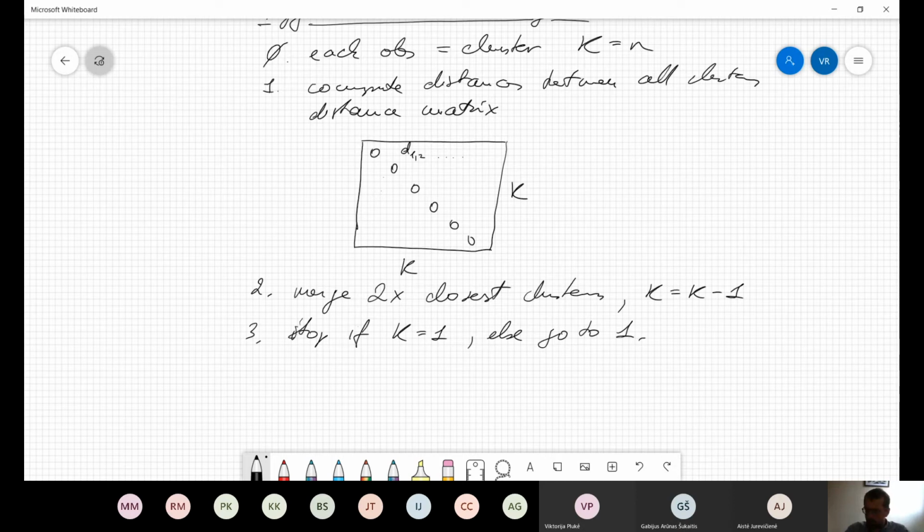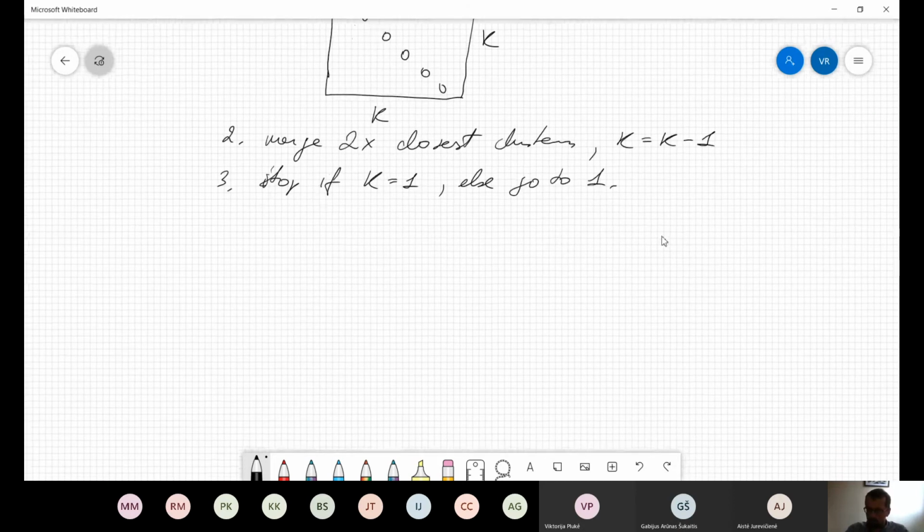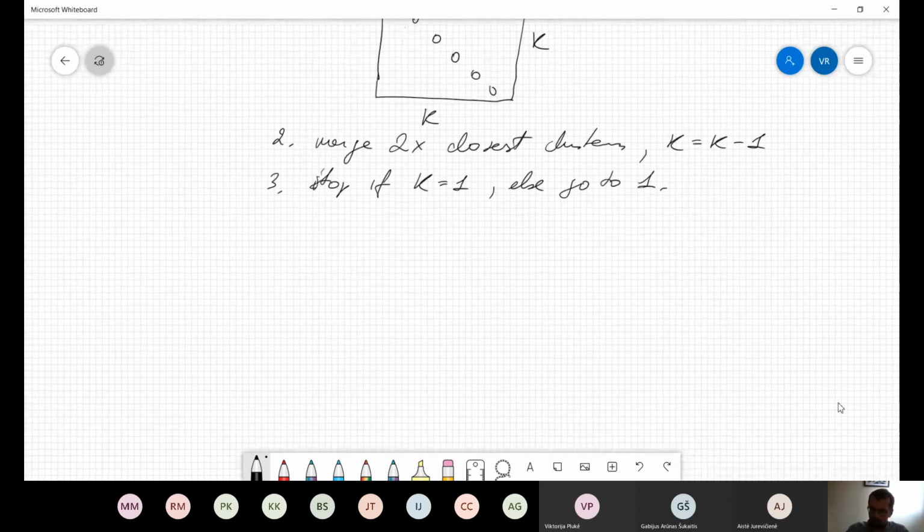So the good thing about this clustering is the following, that no need to provide a priori number of clusters, right? No need of k. So this is not a hyperparameter anymore. What is important here actually is the distance measurement, is how to measure distances.